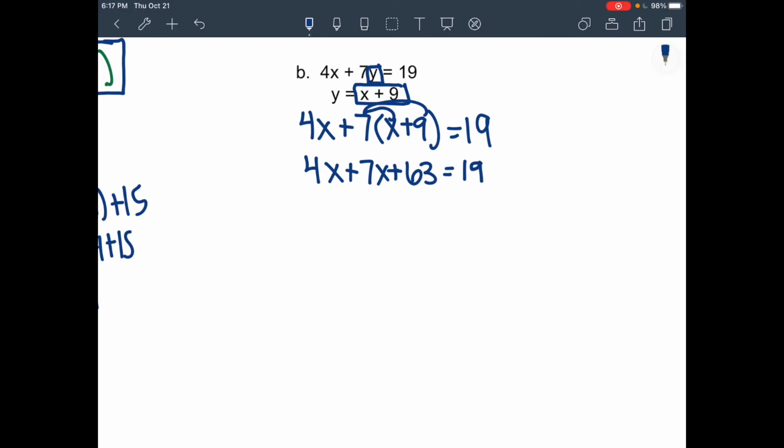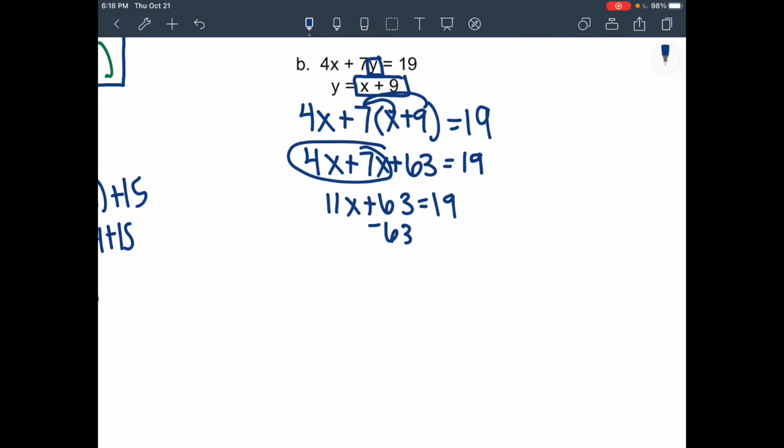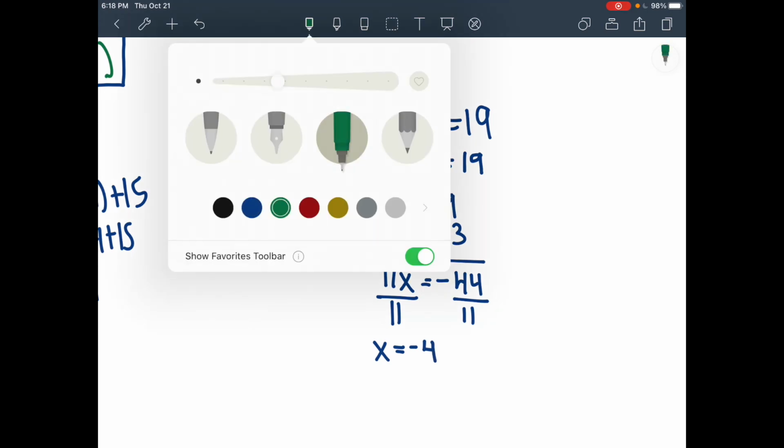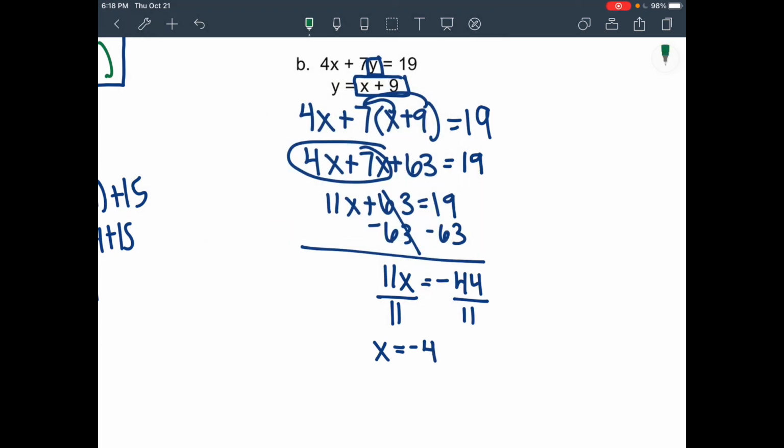equals 19. So then you're going to combine like terms. So 4 plus 7 is 11x plus 63 equals 19. And then we're going to move 63 to the other side by subtracting it to undo. So 11x equals 19 minus 63 is negative 44. And then the last step would be to find x, divide 11 on both sides. So x is negative 4.